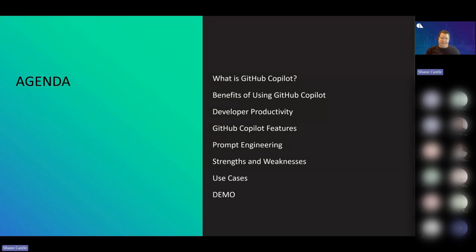Okay, so we're going to be talking about what is GitHub Copilot, what are the benefits, why should you use it, how does it make development faster, more productive, what are the main features, how to prompt and how to interact with GitHub Copilot, where it makes sense and where it doesn't. And then we'll go into use cases, the primary use cases for it, and then most importantly, the demos.